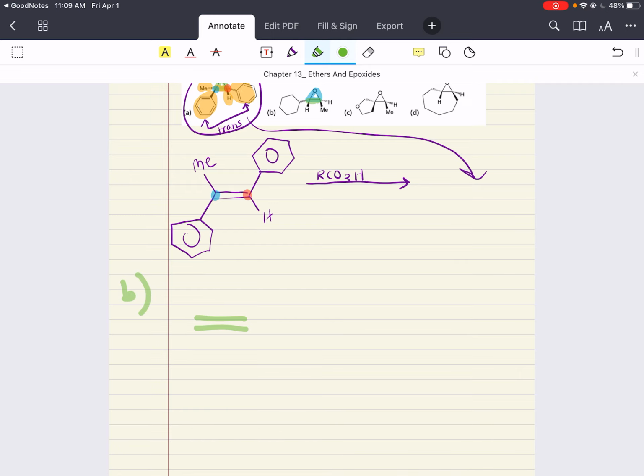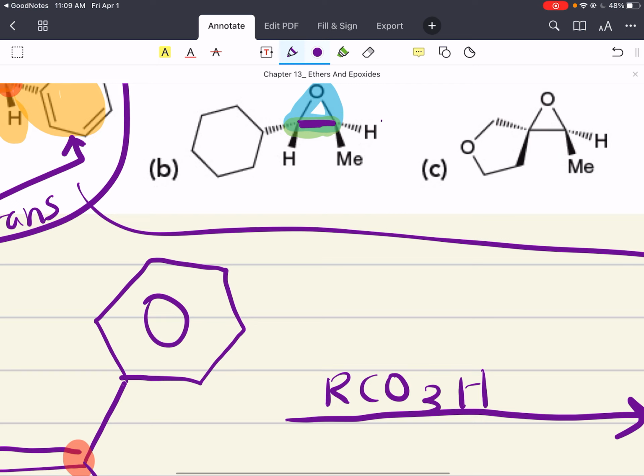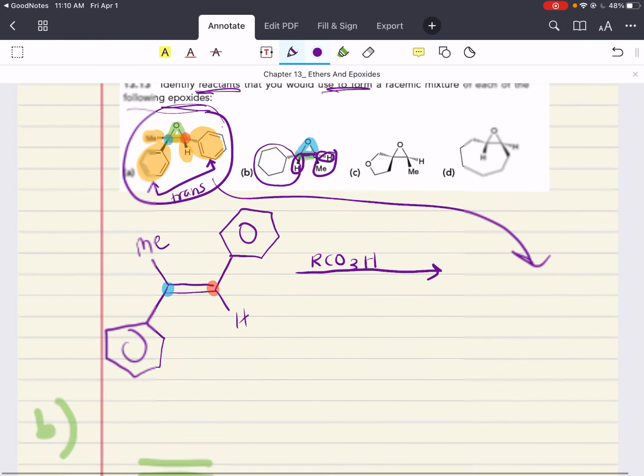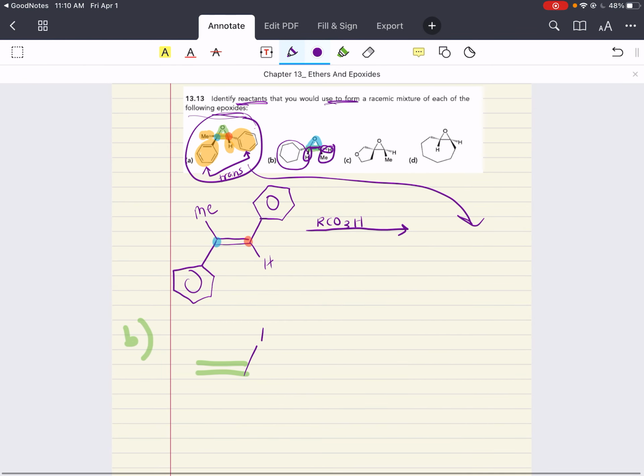All right. What is attached to this bond right here? Well, we have on one side a hydrogen and a methyl, and on the other side a hydrogen and a ring. Now, one hydrogen's on a wedge and one is on a dash, so we know they will be trans to each other. And now on this side to the hydrogen, there's a methyl, so we have to draw that, and then a ring on the other side. So this is our starting double bond.